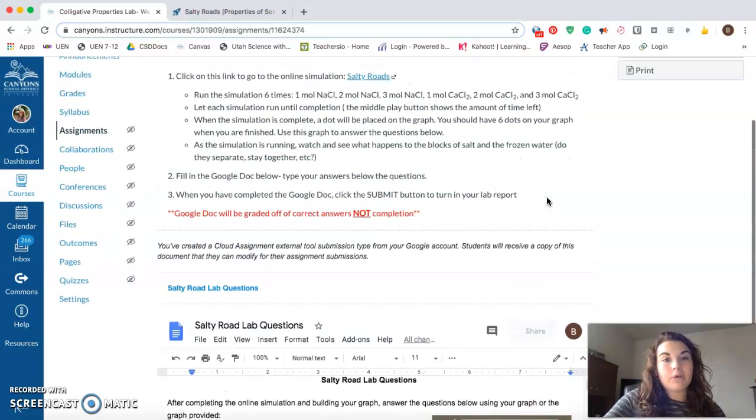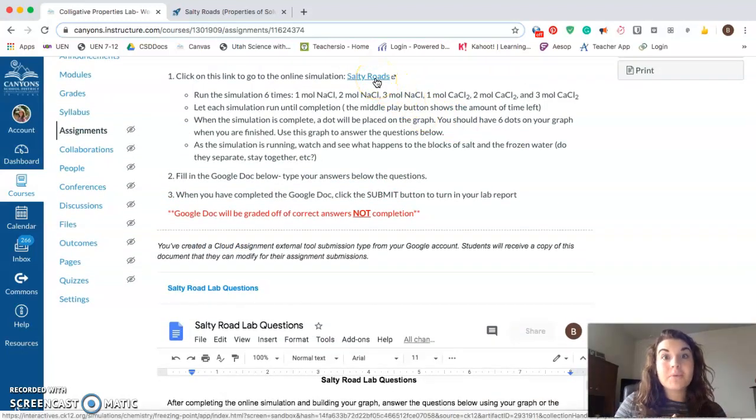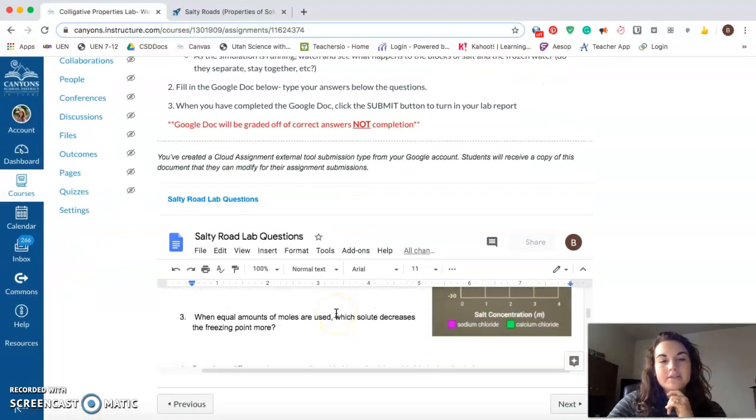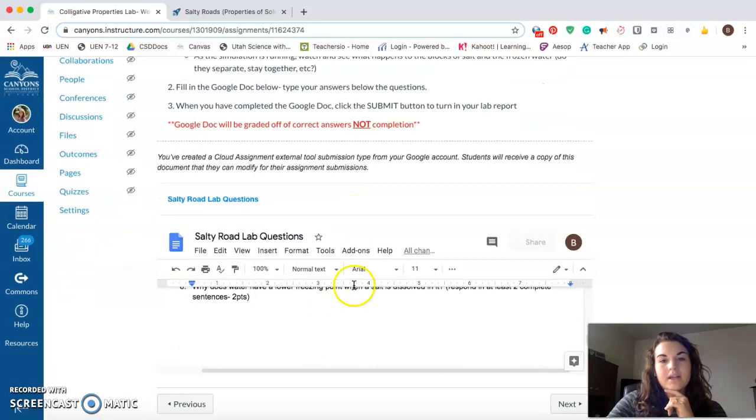So, quick review. Run the simulation, run it 6 times, watch and see what happens to the ice when we add salt to it. You'll see it break up, melt down, no longer become ice. Then it'll freeze up again as the salt sinks to the bottom. And then you answer the 6 questions and then click the blue submit button. And that is your colligative properties lab.